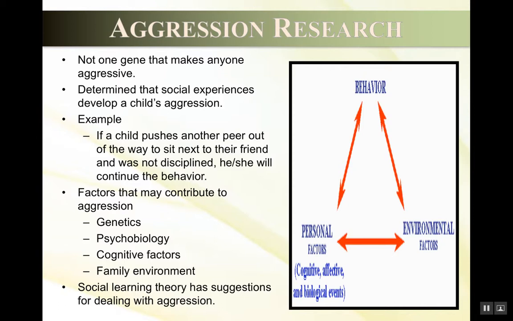Psychobiology, cognitive factors, and family environment. And social learning theory has a lot of suggestions for dealing with aggression. So things like conditioning, modeling, vicarious learning. All of those things are very beneficial in helping children to understand what is appropriate. But if they're never aware that their actions are not appropriate, then it's going to become a learned behavior and they're just going to continue to do it.